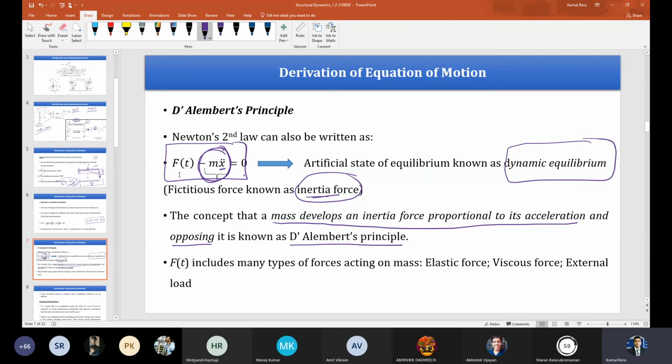As I told, this Ft, what is the Ft? It is all other forces. That can be elastic forces due to springs, viscous forces due to damping, or any other external forces, that we are calling Ft. So it can be K x, C x dot, relative displacement we are talking about, and this is the external load Ft.